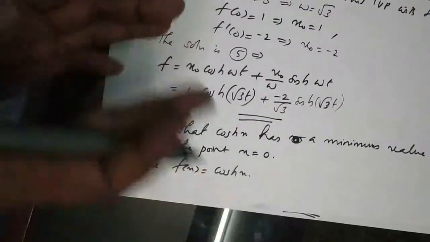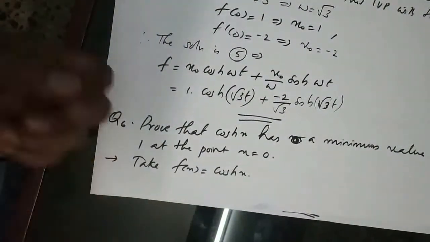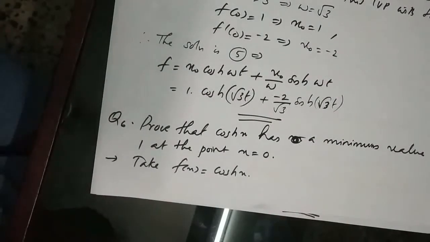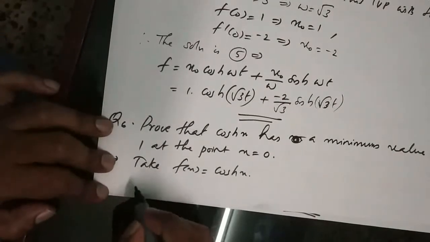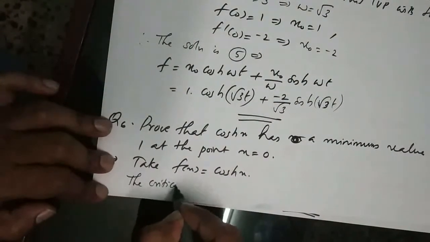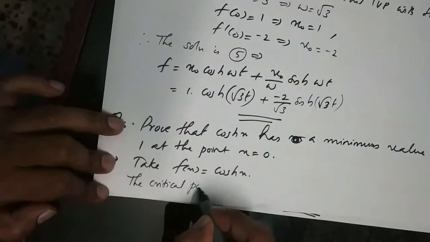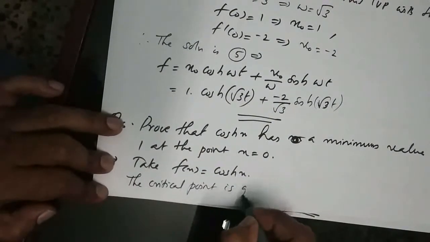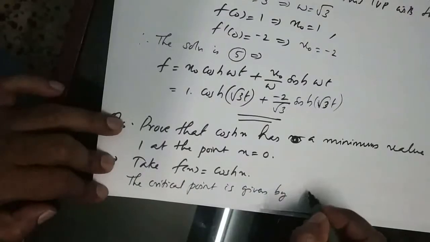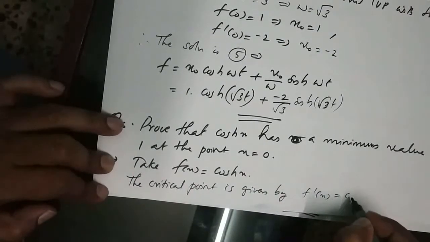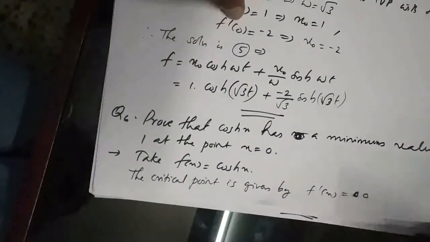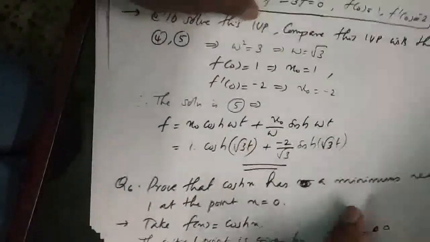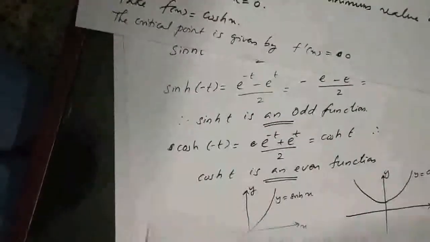We know that at a maximum or minimum, the first derivative is 0. That is the critical point. We already studied that the critical point is given by f dash of x equal to 0, right? f dash of x equal to 0.